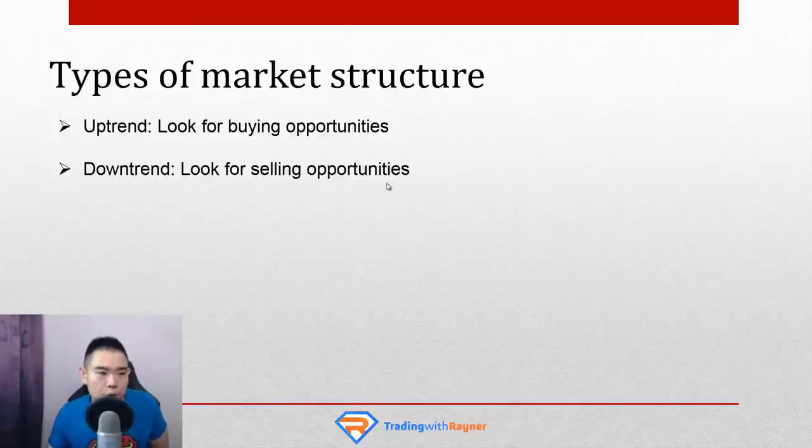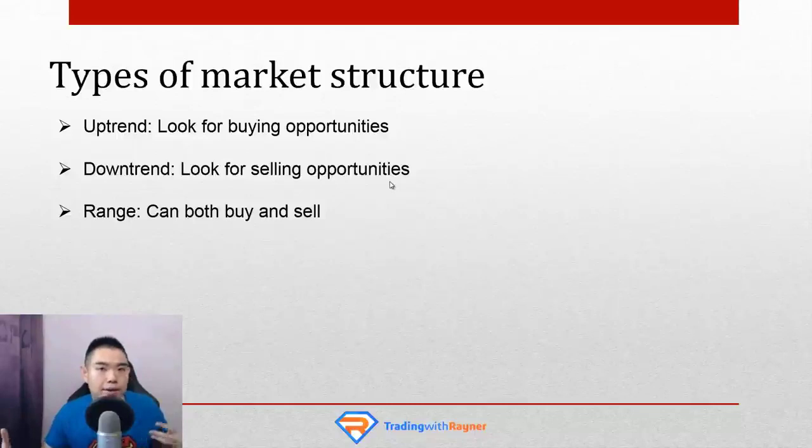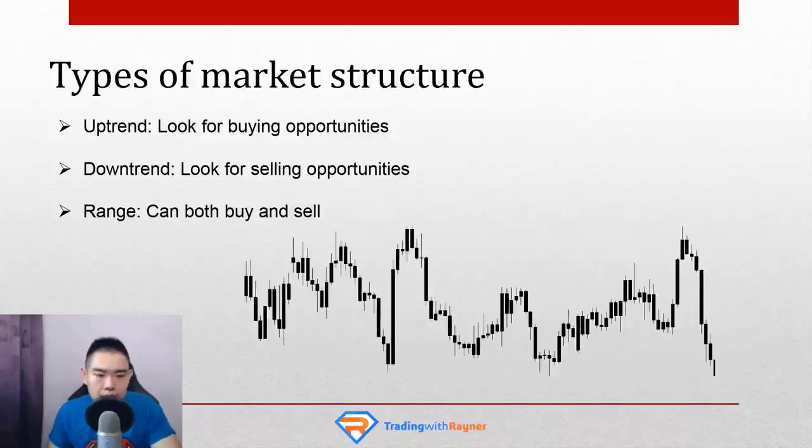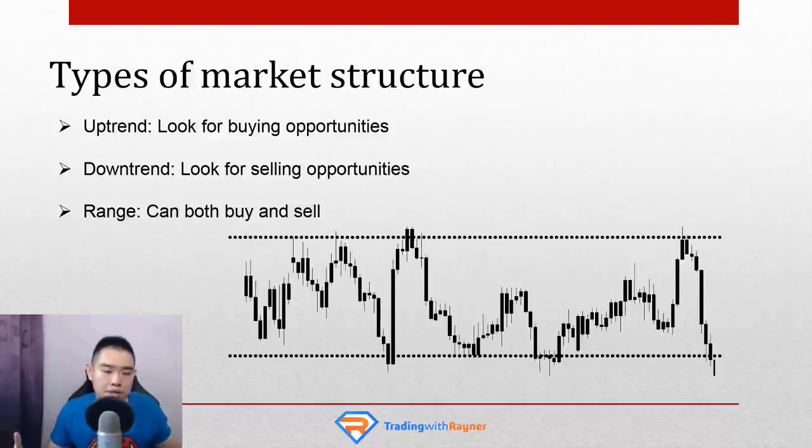And finally, you have what we call a range market. And in this market condition, you can be both a buyer or seller. So a range market looks something like this. Price is contained between the highs and the lows. So when the market is in a range, right, you can look for both buying and selling opportunity.